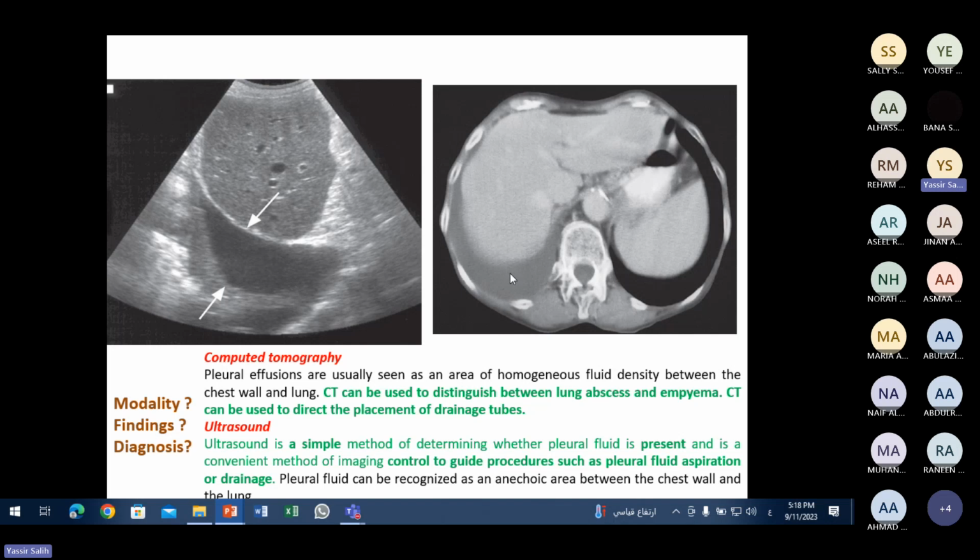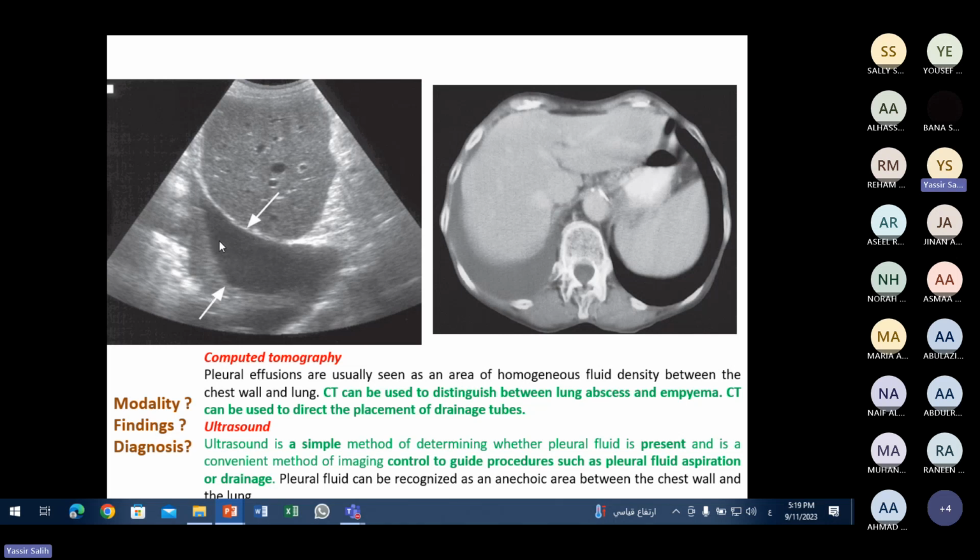دي هنوضحها لكم في السلايد اللي بعدها تقريبا. CT can be used for the diagnosis of pleural effusion and also help us in the differentiation between the empyema and lung abscess. هنشوف الساين اللي هي can help us in differentiation between these two conditions.